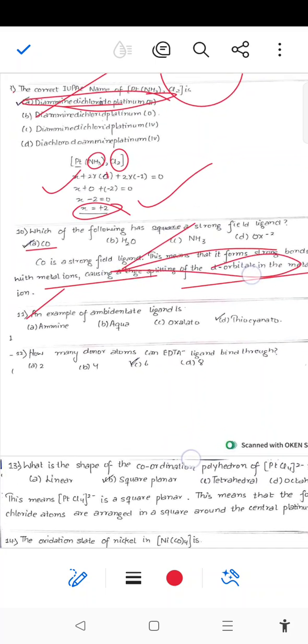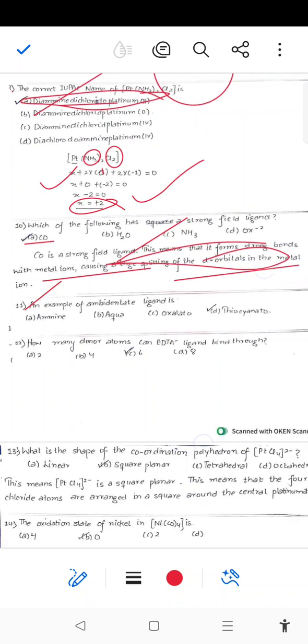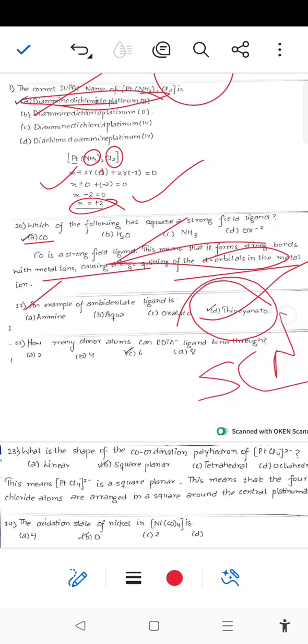Next, an example of an ambidentate ligand. An ambidentate ligand has two donor atoms in one molecule. For example, amine, aqua, oxalato and thiocyanato. So the correct example is thiocyanato, in which S and N are both donors; SCN or NCS can be written as thiocyanato. The donor atom may be nitrogen or sulfur, so that is an ambidentate ligand.